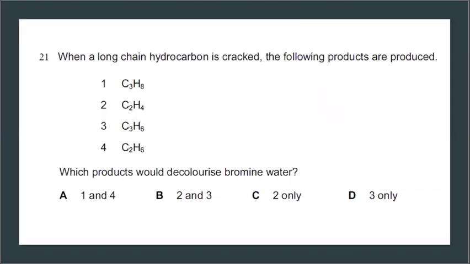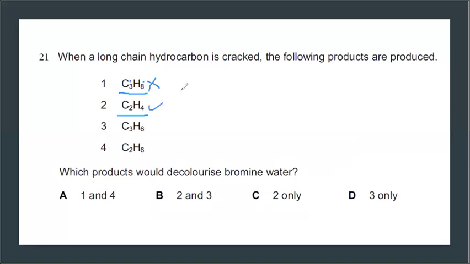All right. Next question. Question 21. When a long chain hydrocarbon is cracked, the following products are produced. So you have 1, 2, 3, 4 different products that are produced, and they're asking which product decolorizes bromine. So we are looking for an alkene that would decolorize bromine. So anything that is an alkane is out, right? So C3H8 is an alkane, because this is CnH2n plus 2. So C3H8 is out.